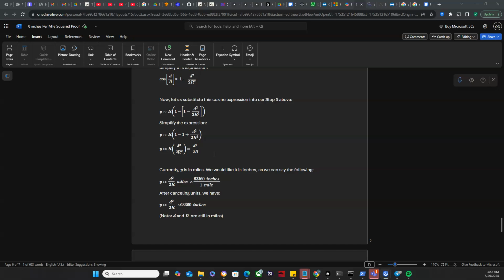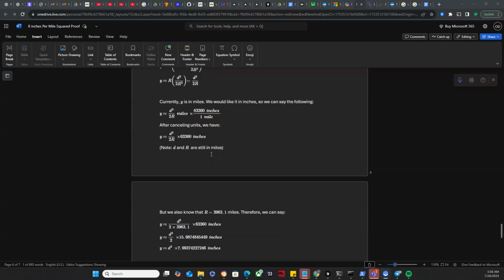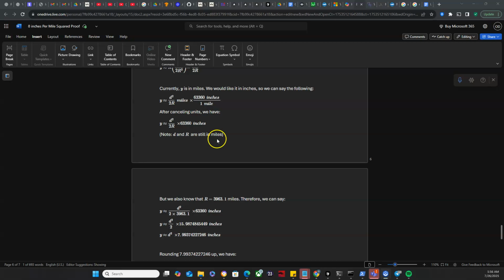We are trying to approach 8 inches per mile squared, or we are trying to see if that is true or not. So say currently y is in miles, and we would like it in inches. Because y is currently in miles, if you do the units cancellation, to turn it into inches, we just multiply by 63,360 inches divided by 1 mile. And after the units cancel, we have this expression here. But it's also important to note that d and r are still in miles.